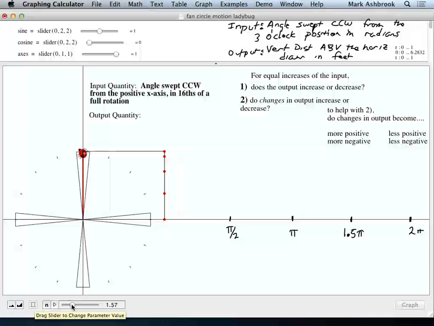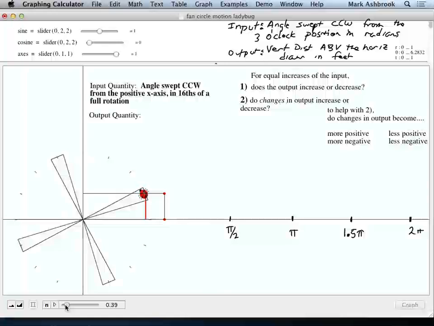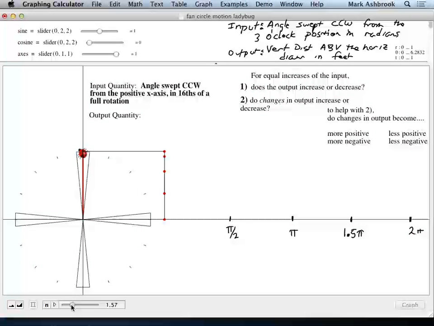What are our units for this output? Vertical distance and what? And we said in feet, right? We said in feet. So what is this final value of the output? 2.6 feet, right? So it's going to start here. At an angle of 0, the vertical distance will be 0, and at pi over 2, that vertical distance will be 2.6 feet, okay?